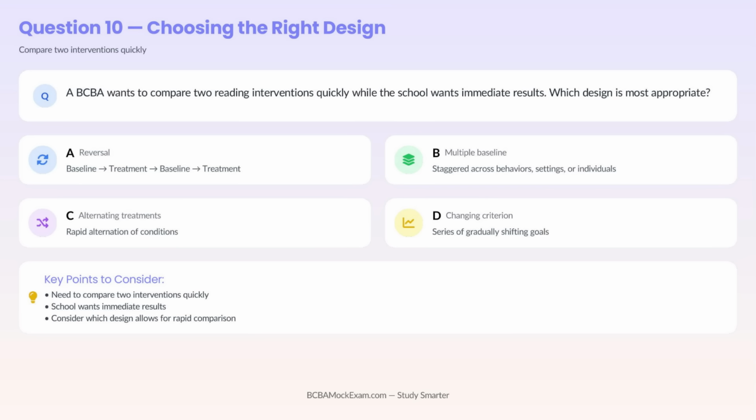Question 10. A BCBA wants to compare two reading interventions quickly while the school wants immediate results. Which design is most appropriate? A. Reversal. B. Multiple baseline. C. Alternating treatments. D. Changing criterion. This question focuses on choosing a design that allows for rapid comparison of two interventions.